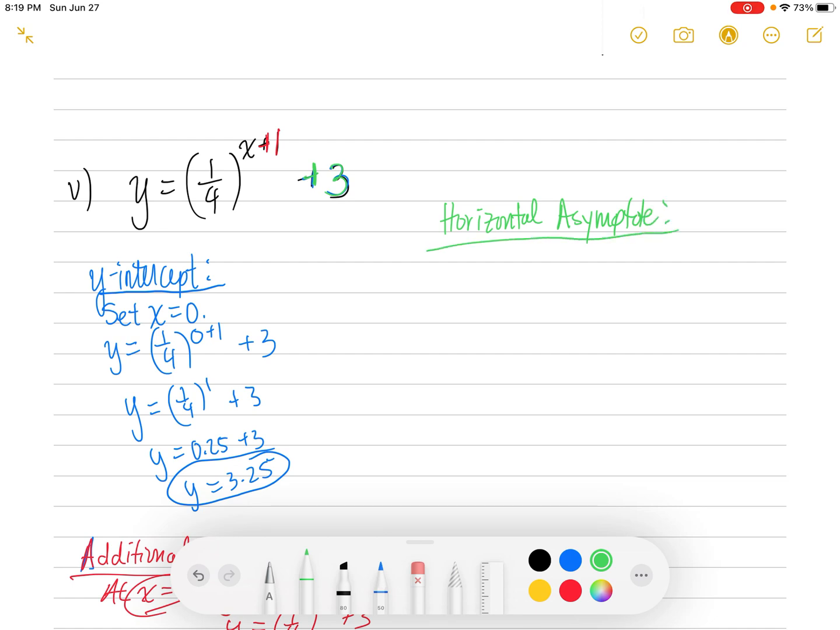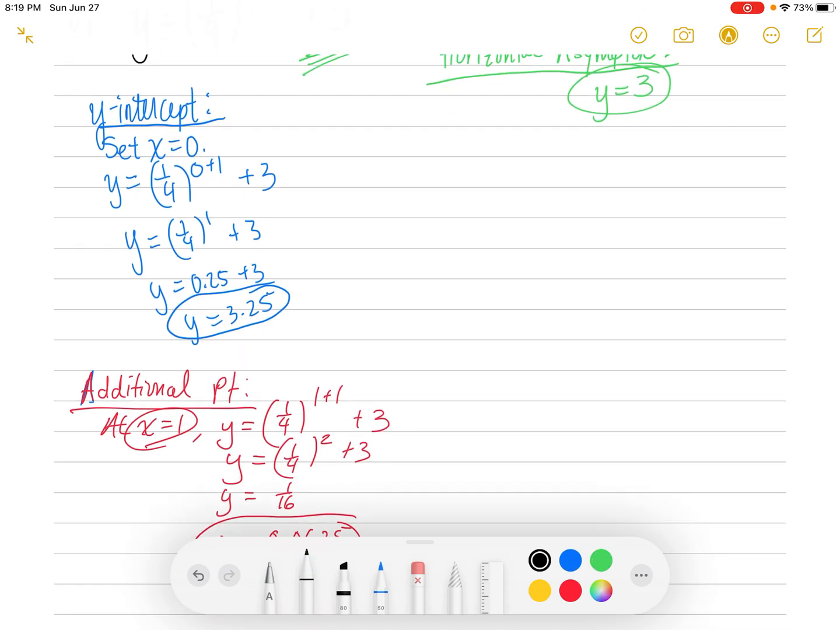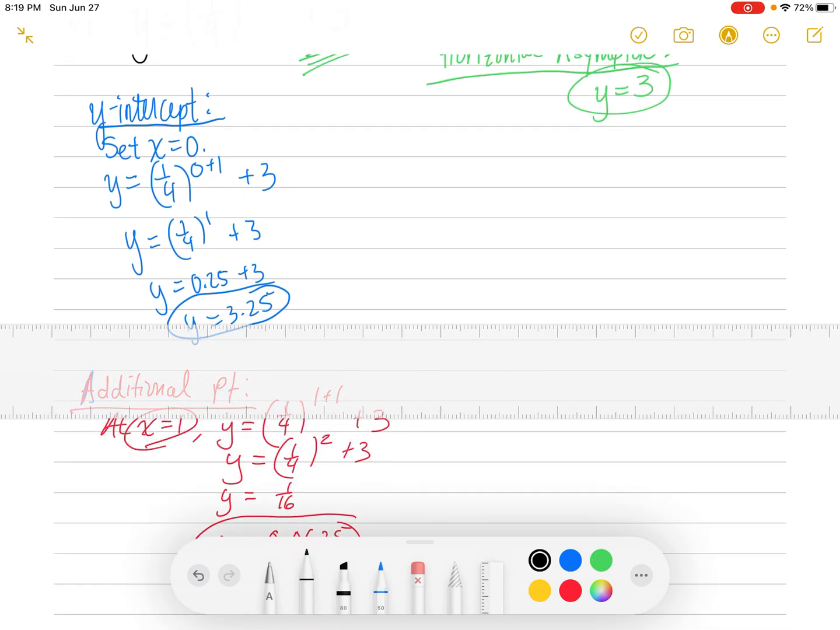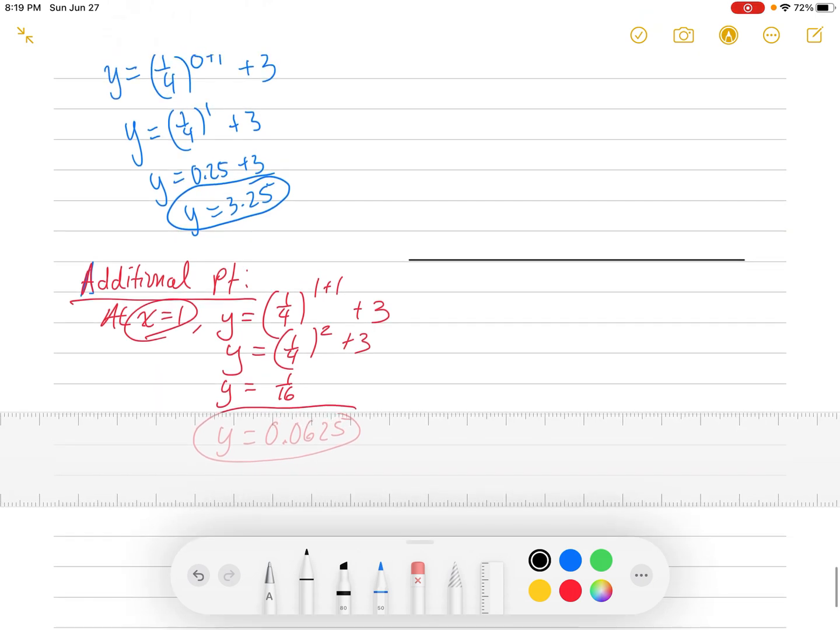Okay, what about the horizontal asymptote here? Well, normally a standard exponential function would have a horizontal asymptote at y equals 0, but here we have a +3 outside of the house. That's going to shift everything up 3, so our horizontal asymptote, which is normally at y equals 0, is going to go up to y equals 3.